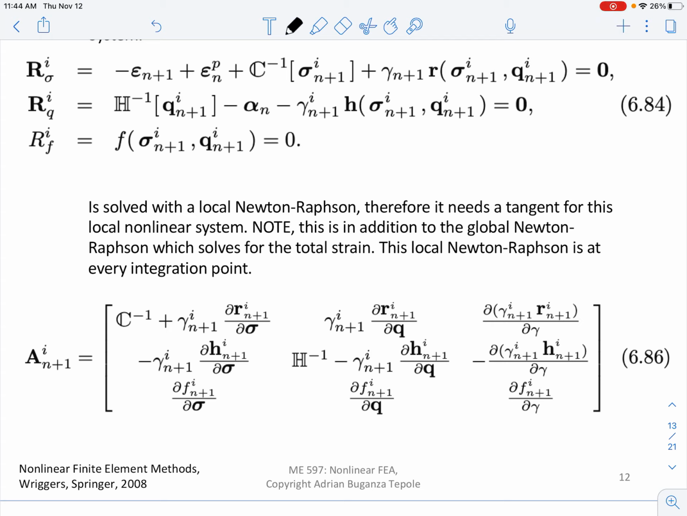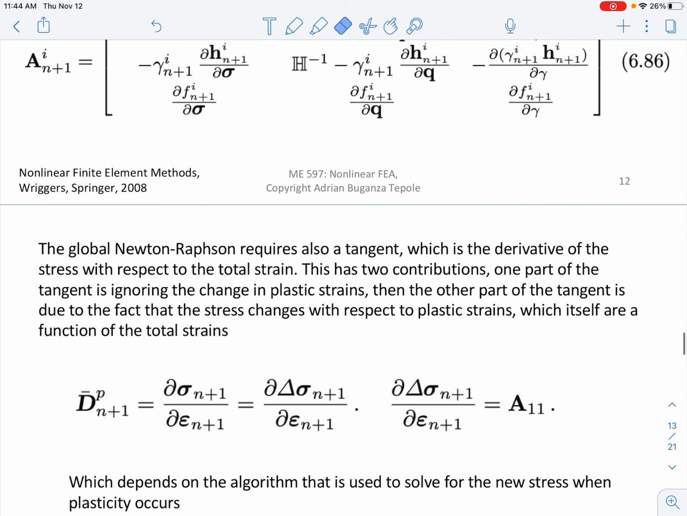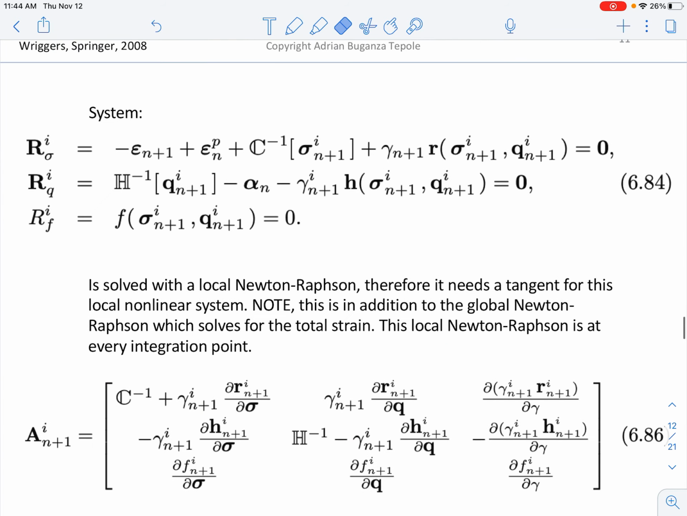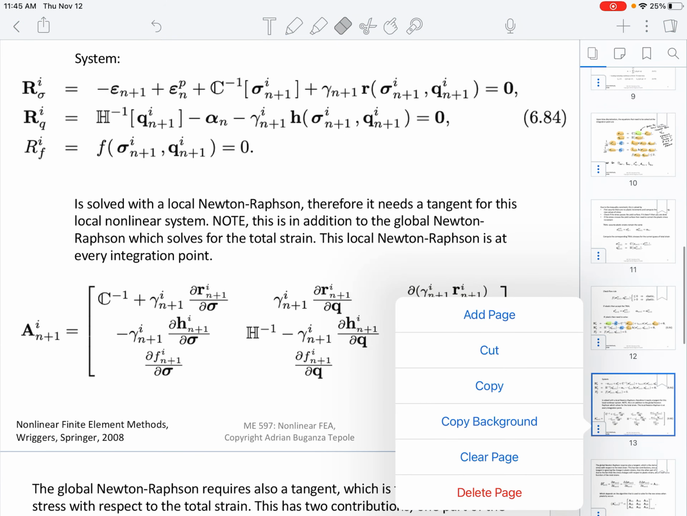And the tangent for that local Newton-Raphson is this. So you iterate in the local, at the integration point, you do some iterations, and then ideally you solve these equations, this system of equations, and that gives you the new values for the stresses and the plastic flow and the back stress. And that's about it. So once you solve this system of equations, then you get your stresses. With your stresses, you can compute your residual.